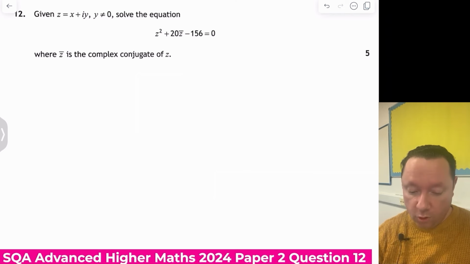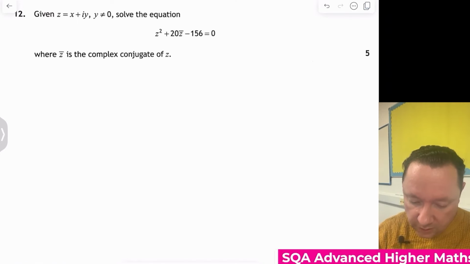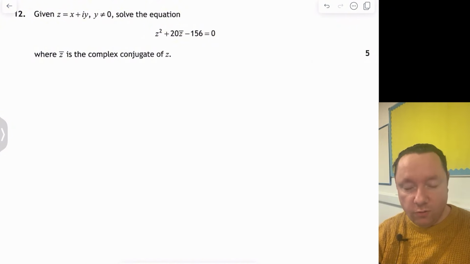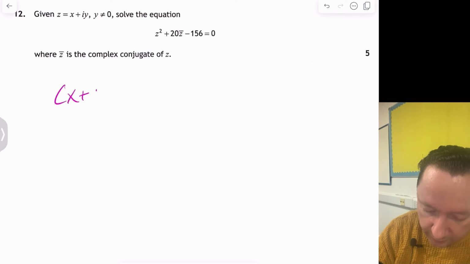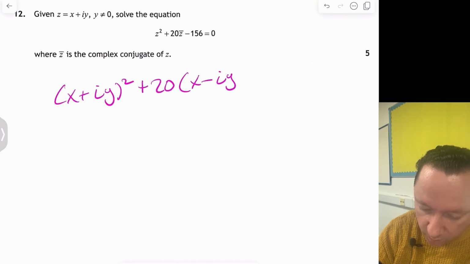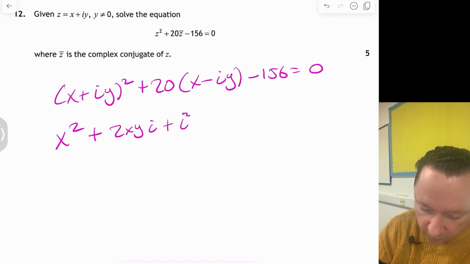Advanced Higher Maths 2024, Paper 2, Question 12. Given that z equals x plus iy, where y is not equal to 0, solve that equation, where z bar is the complex conjugate of z. That's nice of them telling us. We should know this anyway. So we'll just sub it in and just solve. No big deal, surely. (x plus iy) squared plus 20 (x minus iy), because it's a complex conjugate, minus 156 equals 0. So let's just see where we get with this. x squared plus 2xyi plus i squared y squared plus 20x minus 20yi minus 156 equals 0.